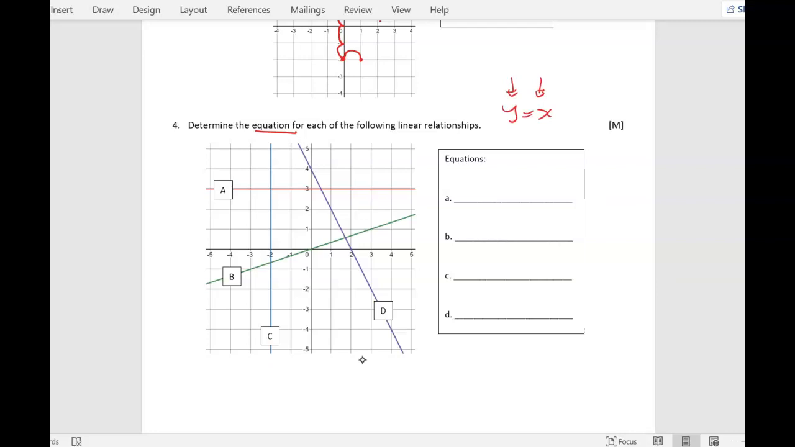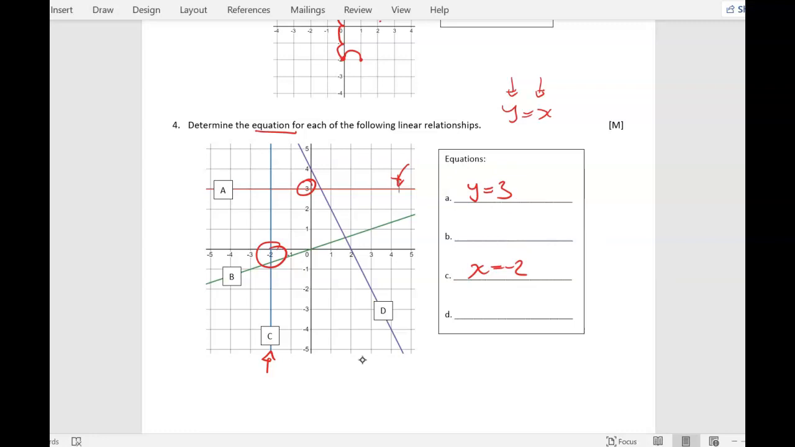for the following linear relationships. So let's start off with A. So A is a horizontal line, and it goes through the y-axis at 3, which means y is equal to 3. We'll then move on to C, because C is pretty similar to A. So there's C down the bottom. It goes through the x-axis at negative 2. So that means x is equal to negative 2. And we can tell that because they're horizontal and vertical lines, so they're always going to be x equals or y equals type lines.